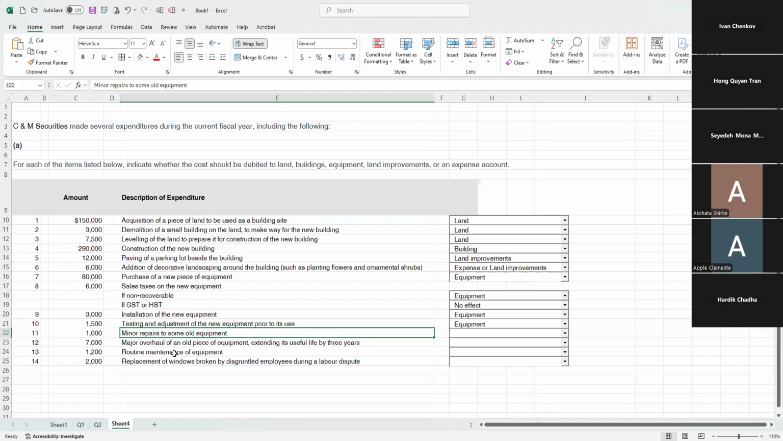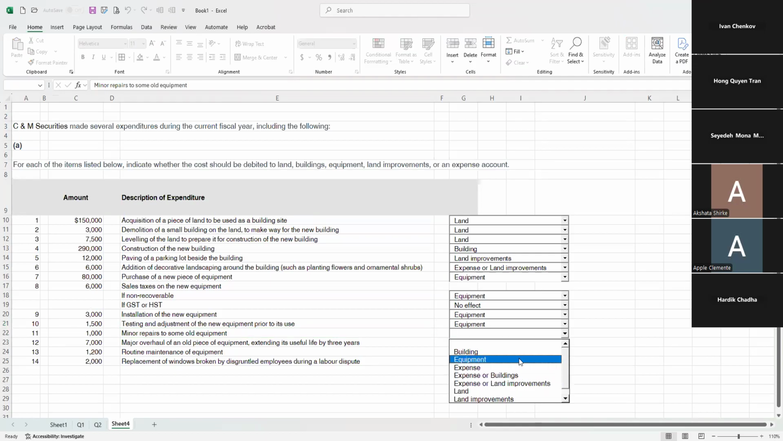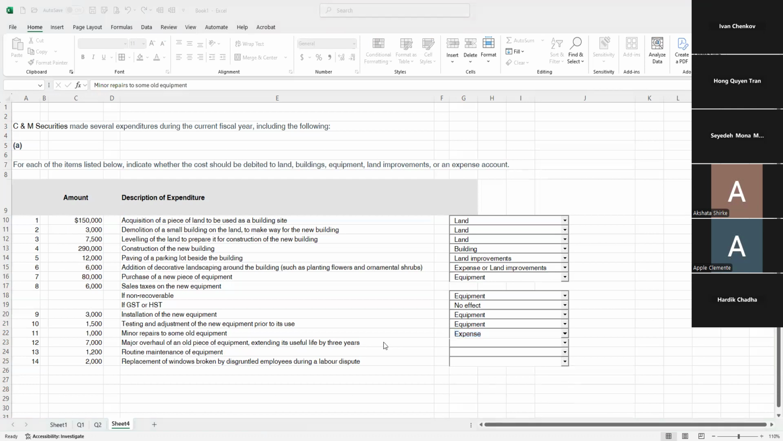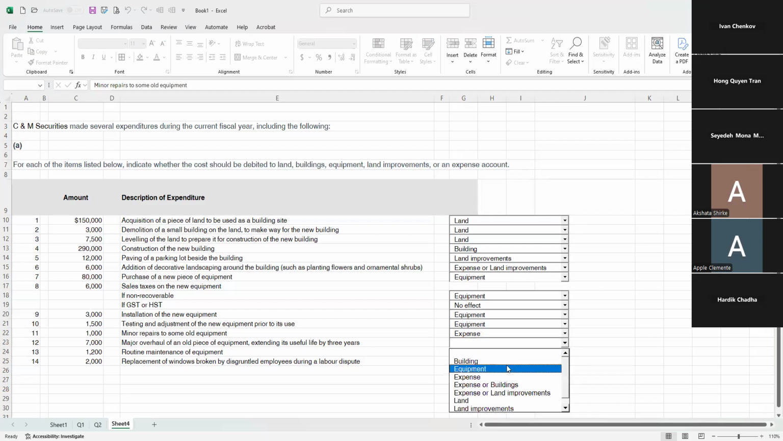How about minor repair on some old equipment? What will that be? Expense. Why? Because it's a repair. It doesn't change the life of the equipment, just expense. Minor overhaul on the old piece of equipment, extending its useful life by 3 years. Equipment. Why? Because it's increasing the life, extending the useful life. Then it's going to be equipment.